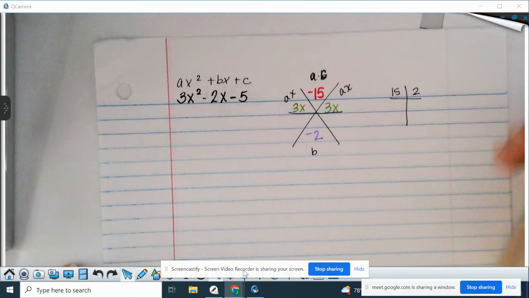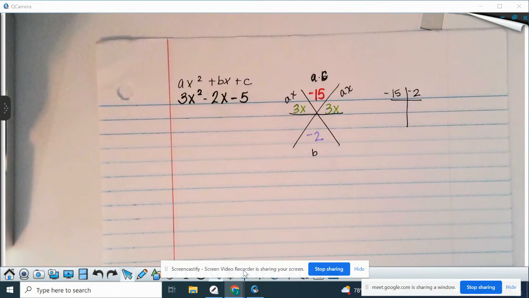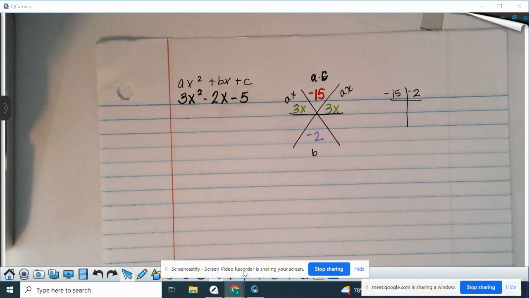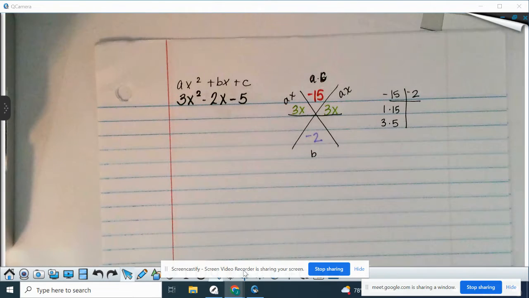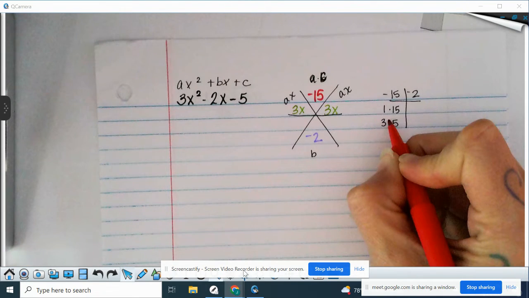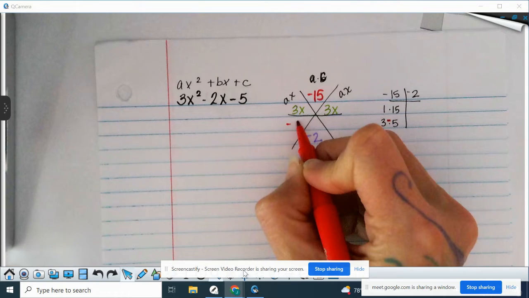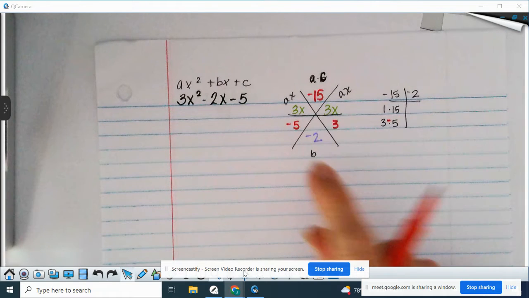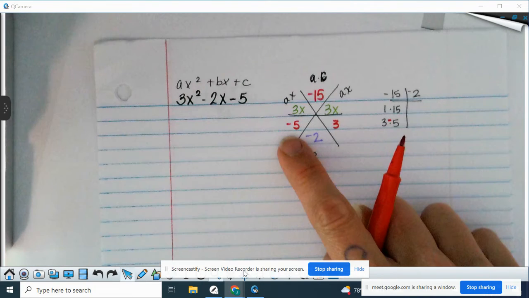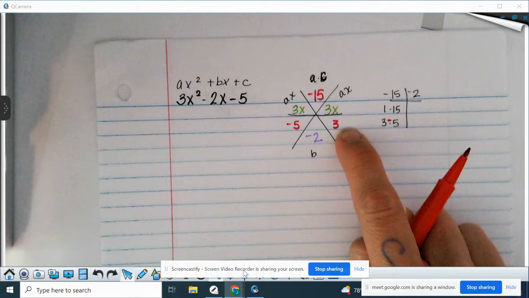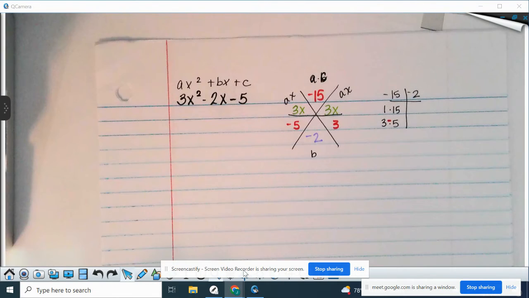And obviously negative 15, negative 2. I pick up the negative conversation after I find the pair that's going to get me closest. So we have 1 and 15, 3 and 5, and that's it. My B value is negative. So since the B value is negative, your largest of the pair that you're going to choose is going to have to be negative. So I have a negative 5, positive 3, and negative times a positive does give you that negative. If I owed you $5 and then I paid you $3, then I still owe you 2. So that pair works.